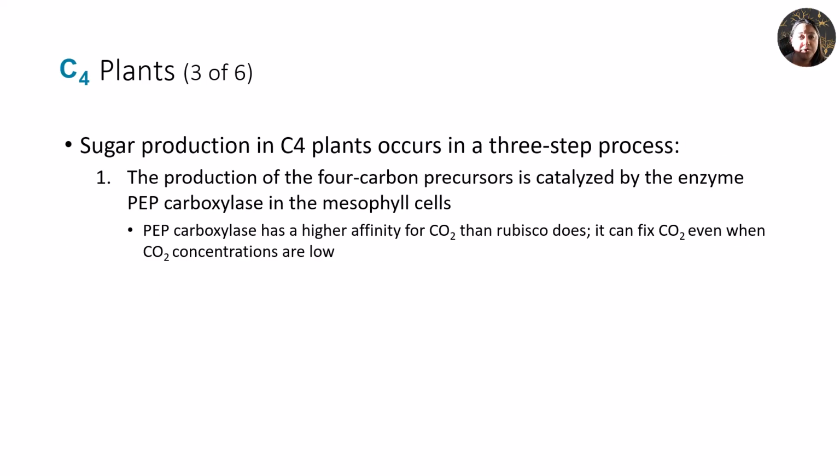And so sugar production in C4 plants occurs in a 3-step process. Step 1, the production of that 4-carbon precursor is catalyzed by an enzyme called PEP carboxylase inside the mesophyll cells. PEP carboxylase has a lower affinity for carbon dioxide than Rubisco does. So it can fix carbon dioxide even when carbon dioxide concentrations are low.